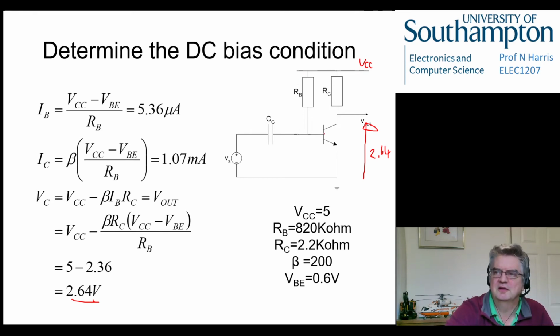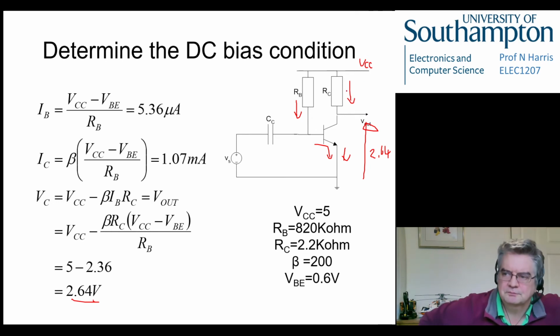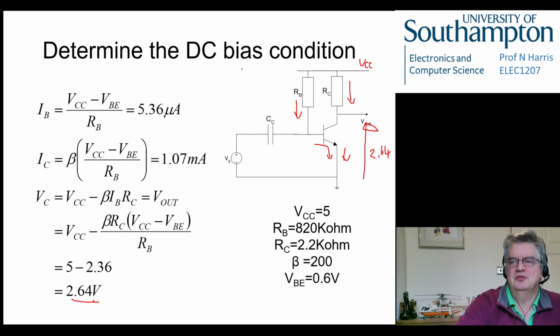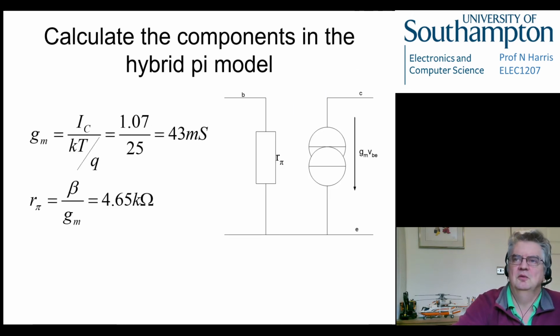So we've got a current going down here, we've got a current going down here, a baby current going down here, and they're combining down here, and the net result is we've got 2.64 volts at this point because we know the current and the voltage dropped across here. Okay, so that's our bias conditions. And remember, for the bias conditions, the thing we were really interested in was IC, because that then maps into our small signal model. And exactly how that maps in, we can see now.